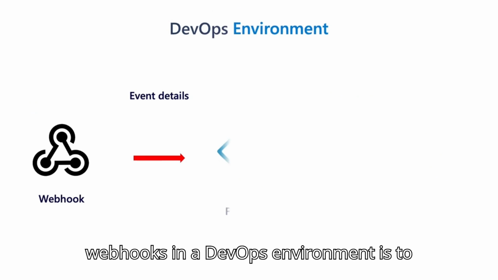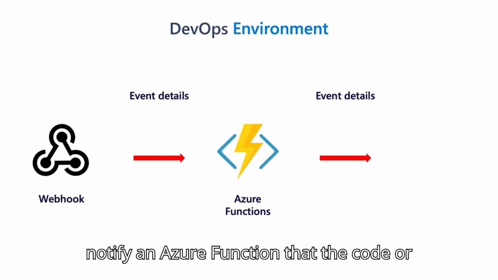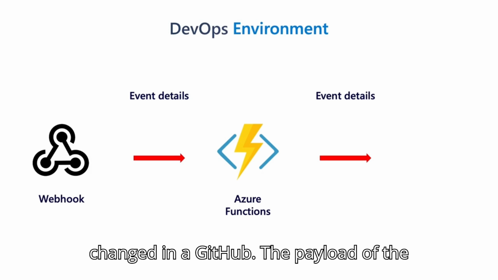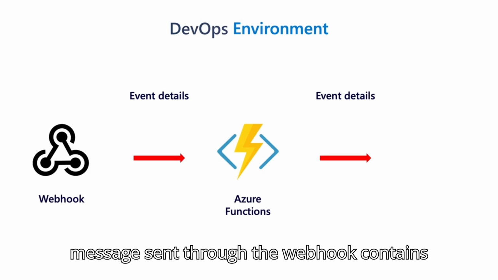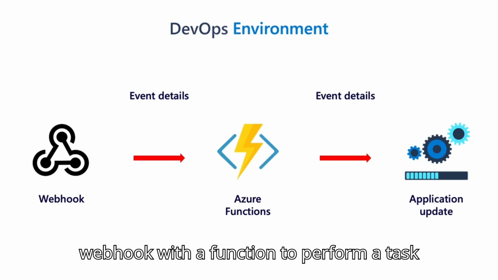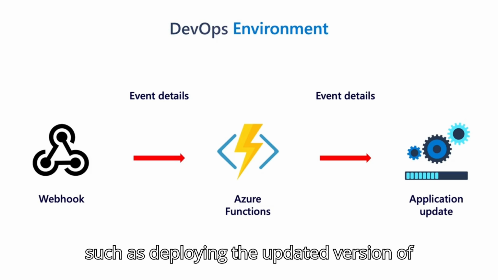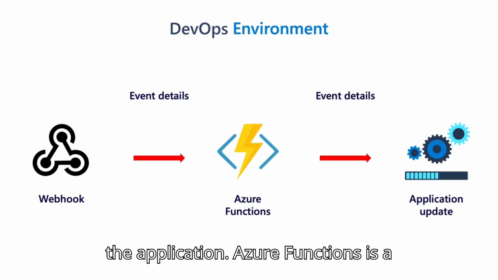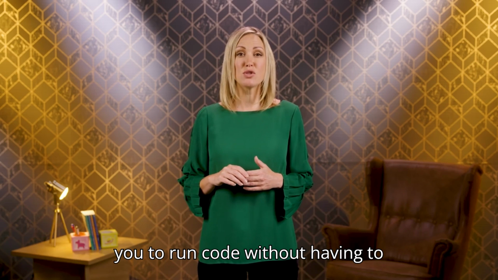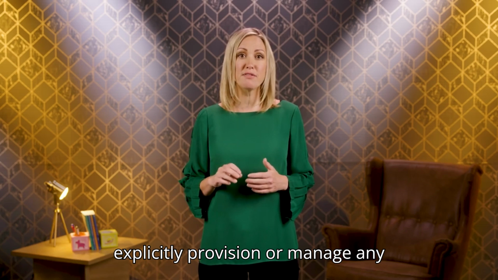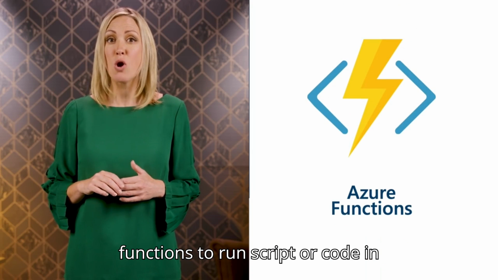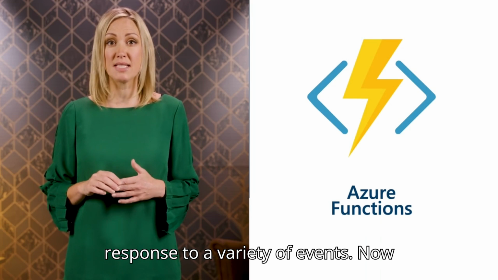One common use of webhooks in a DevOps environment is to notify an Azure function that the code or configuration for an application has changed in GitHub. The payload of the message sent through the webhook contains the details of the event. You can use the webhook with a function to perform a task such as deploying the updated version of the application. Azure Functions is a serverless compute service. It enables you to run code without having to explicitly provision or manage any infrastructure. You can use Azure Functions to run script or code in response to a variety of events.